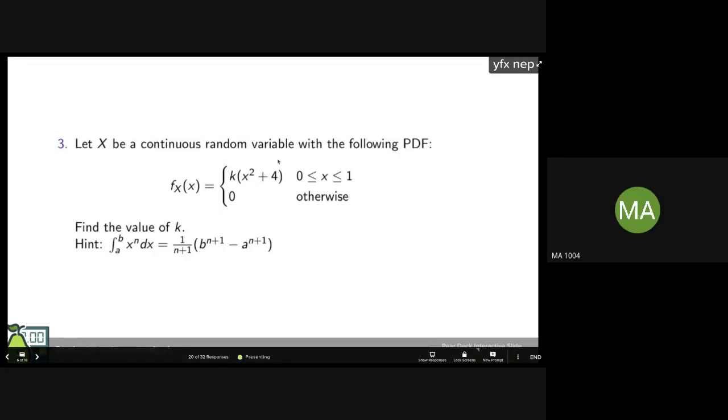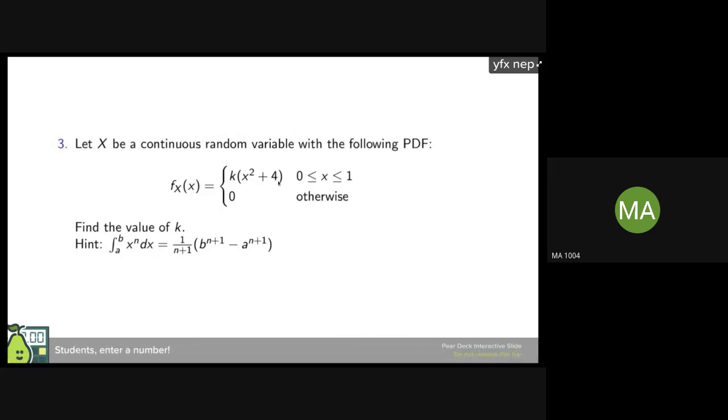See, if it is x square, what will be the integration of x square? x cube by 3, right? And if you have a plus sign here, whenever there is a plus or minus sign, we can separate the two terms. So here we can separate k square and 4k. What is the integration of k square? k is a constant, so kx cube by 3. And the integration of 4k is 4xk. And then we have to put the limits.